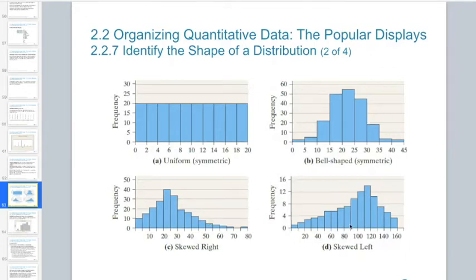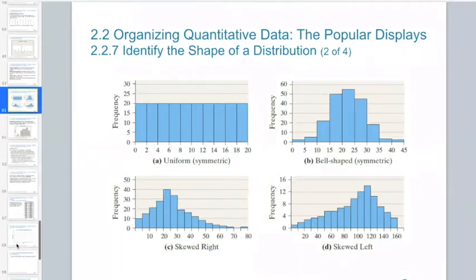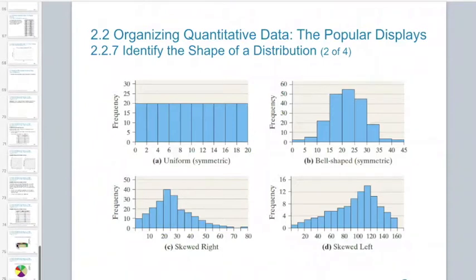That last one is skewed to the left. So it tails off to the left side. It looks like the right side's pretty much normal, and where it should stop, it just keeps on tailing off. So that's our skewed to the left graph.